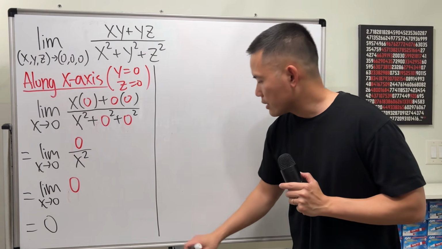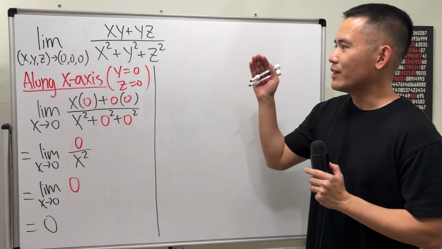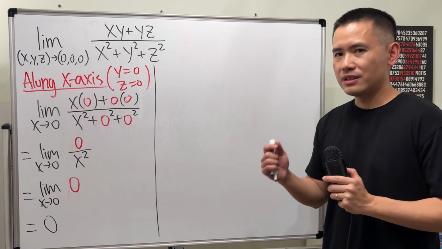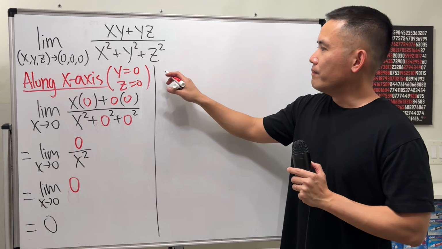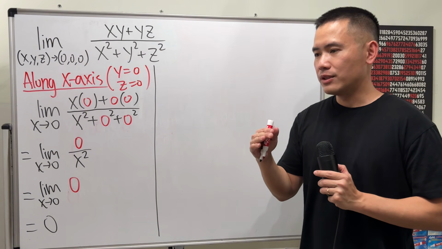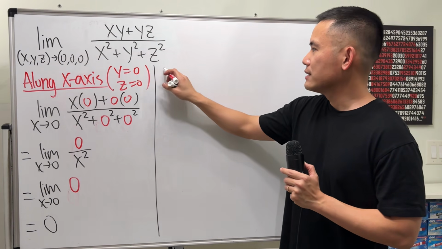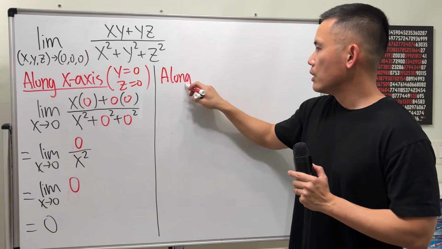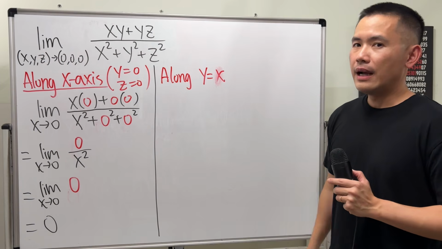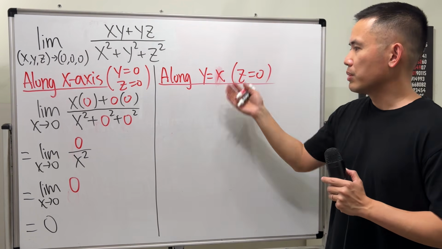But now we have to come up with a different path. We cannot do an easy one, like the y-axis or the z-axis, because you get 0 as well. So we have to do something slightly different. Now how about we go along the diagonal, y is equal to x, and we are just on the xy plane. There are infinitely many ways to go to the origin in the 3D world, but let's just go along y is equal to x on the xy plane. So that means z will be 0, and then plug in.